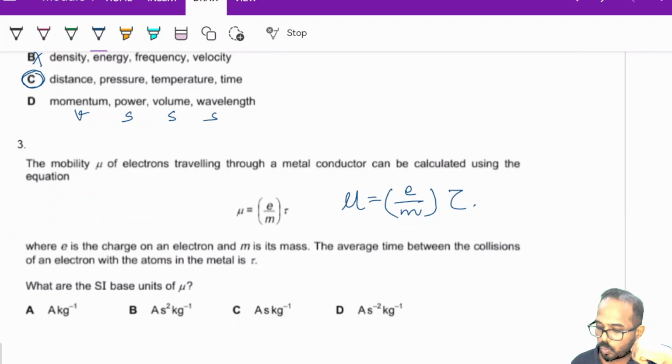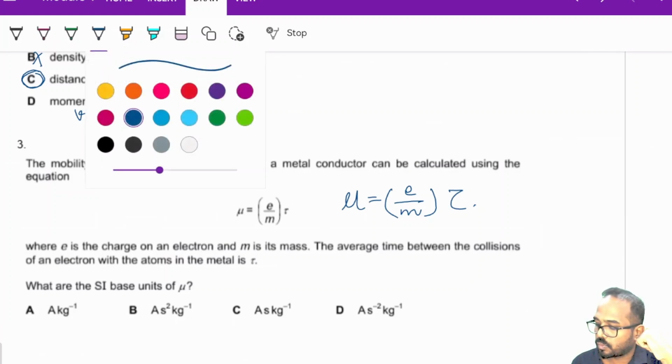So you need to find what are the SI base unit of mu. SI base unit you need to find out. So since it is a derived quantity, right? Mu is not a base quantity. So derived quantity you can find out.